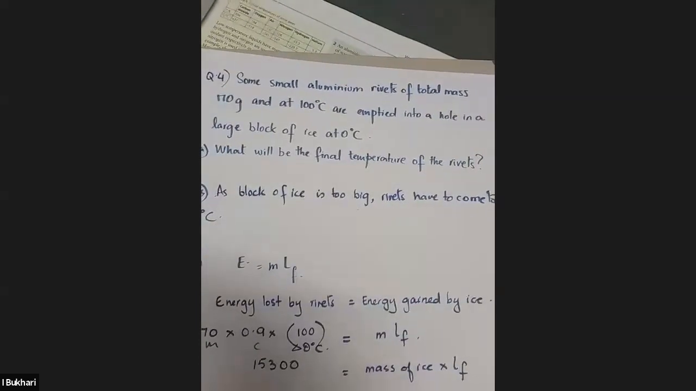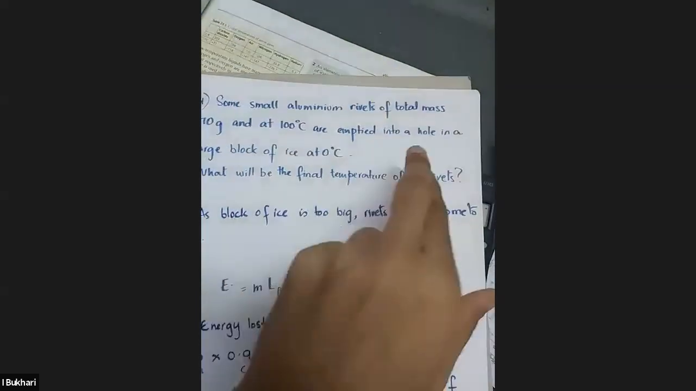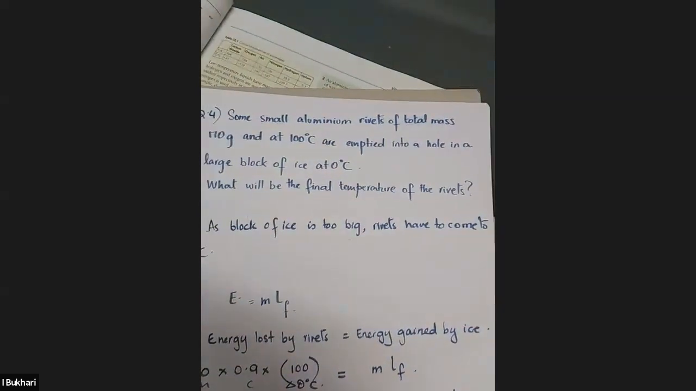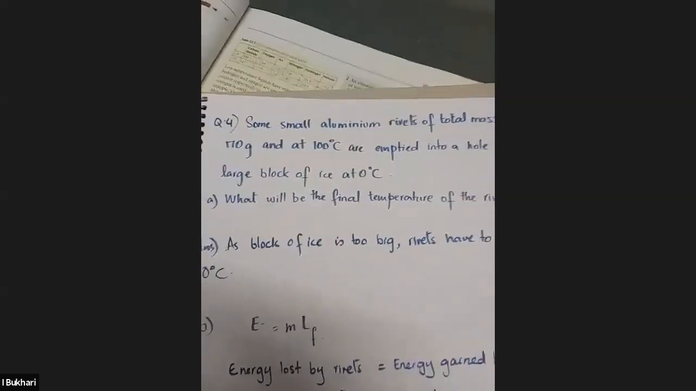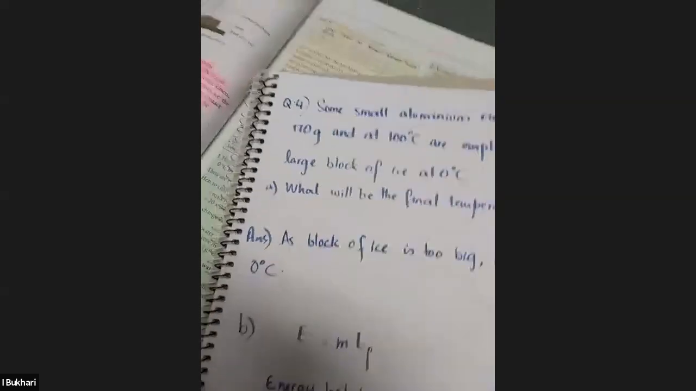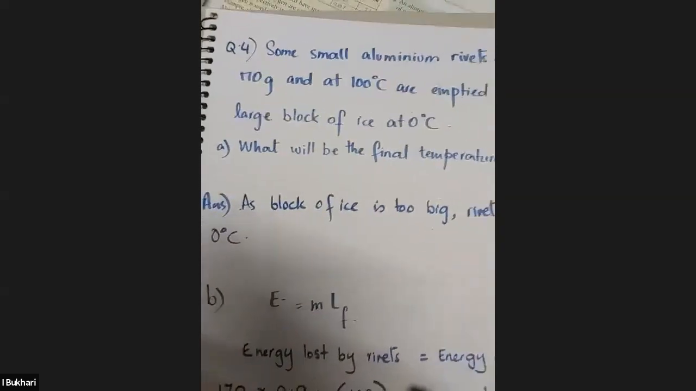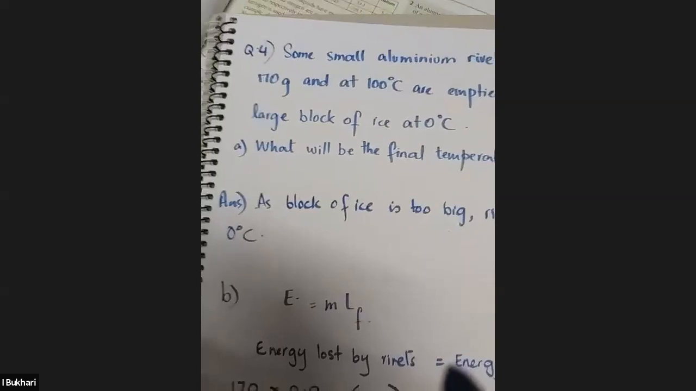Okay. So some small aluminum rivets of total mass. So there is no way that these rivets are going to. A rivet is a what? Let me read the chat. Okay, good job, you guys are coming up with answers. I like it. They are like nuts for construction.